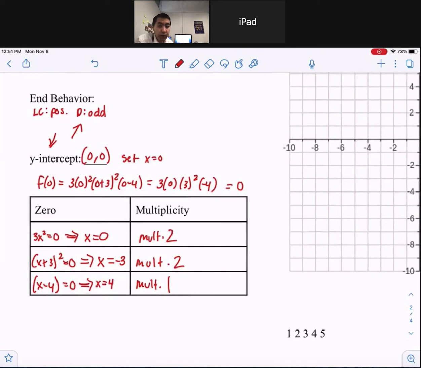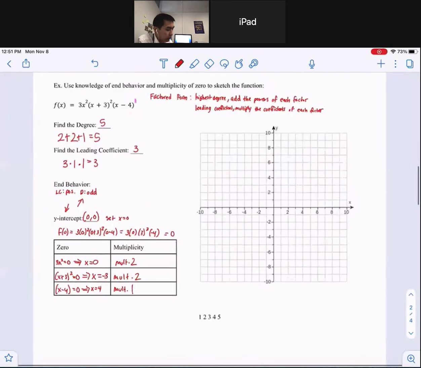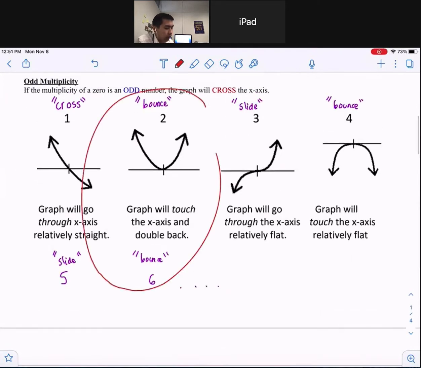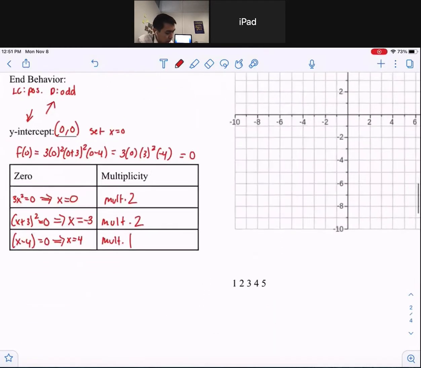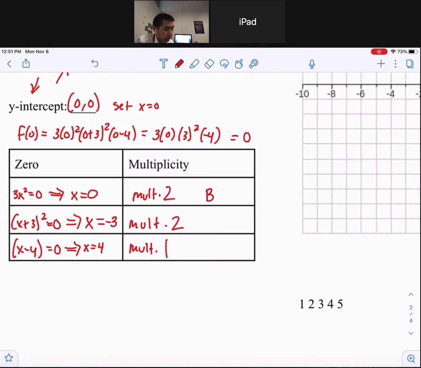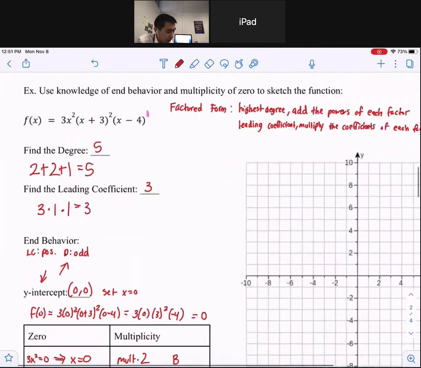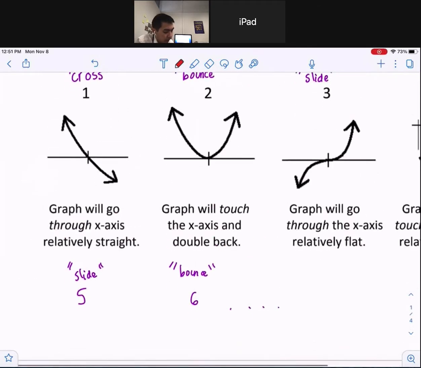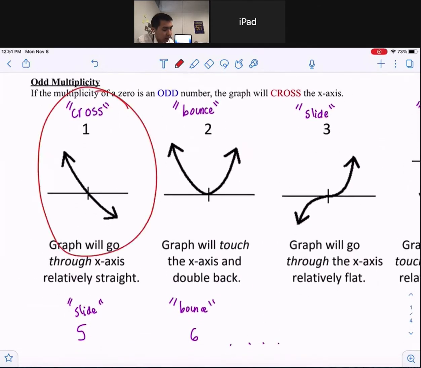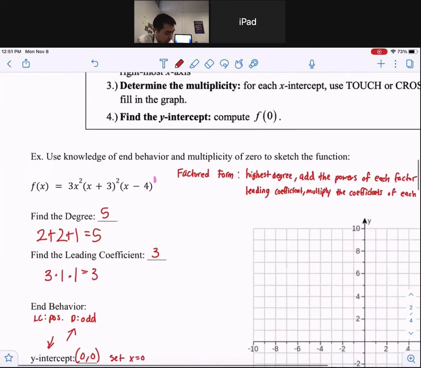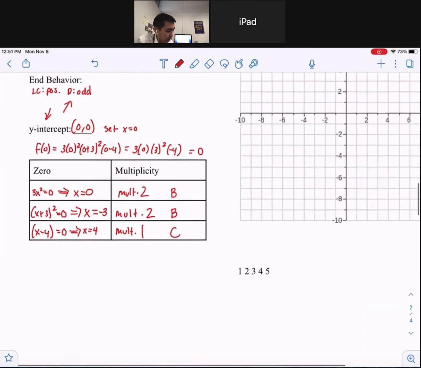Now, for multiplicity of 2, remember, back up here, this is where a bounce occurs. So it's going to bounce right here. So I'm going to represent that as b. Multiplicity of 2, it's going to bounce. What happens at a multiplicity of 1? Well, if you look up here, it's going to cross at that specific 0. So it's going to cross right there.